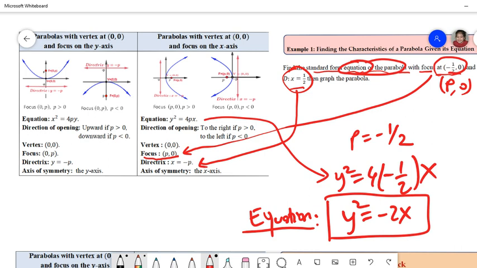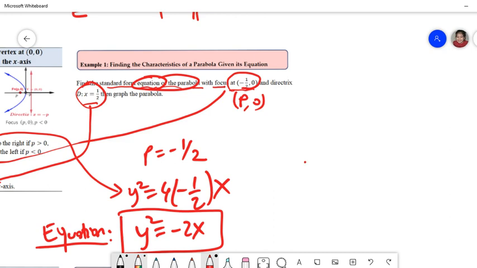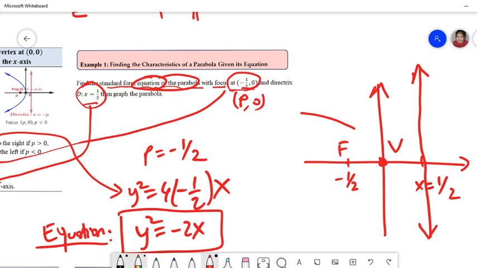Of the parabola. Now, it says graph the parabola. If you want to do the graph, I think we can do it here. Where is the focus? Focus is at (-1/2, 0). And the directrix is the line x equal to 1/2. The vertex is just in the middle of the directrix and the focus. So this is the vertex.